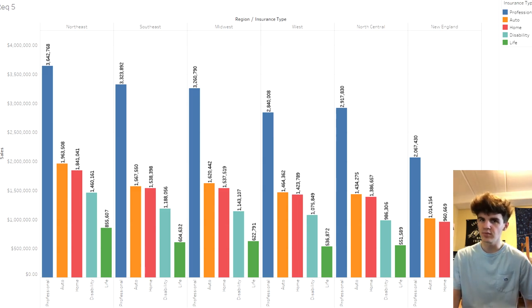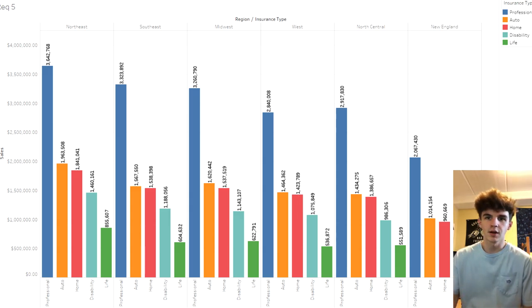After that, closely behind is home insurance at 8.688 million. Behind that is disability insurance sales at 6.557 million. And finally, life insurance at 3.496 million.